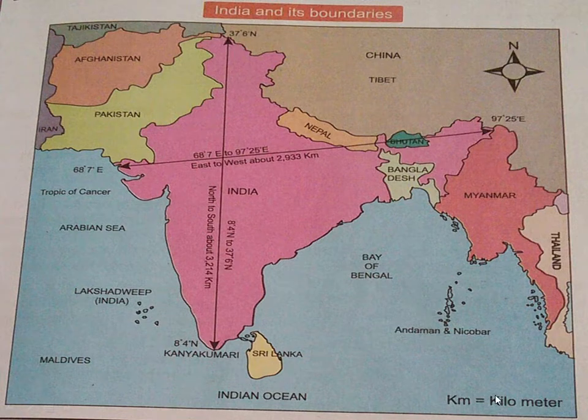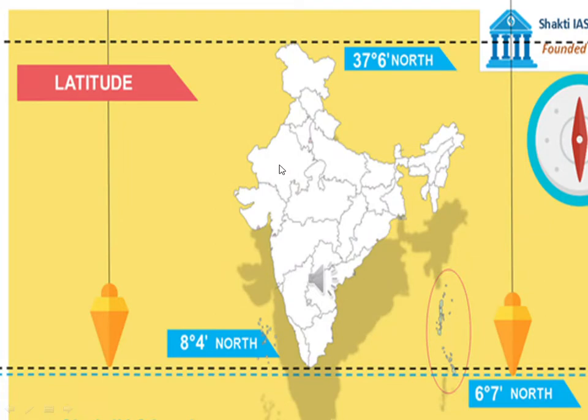So here Andaman Nicobar is given above the mainland, but it should be below the mainland. That's a few errors in the map. And you see this mainland distance from north to south is 3214 kilometers, from west to east 2933 kilometers. So if we include the Indira Point, 6 degree 7 minutes north is the southernmost point.